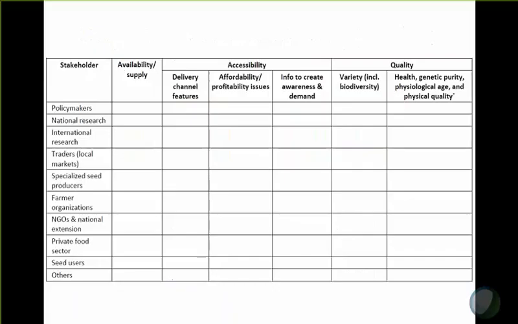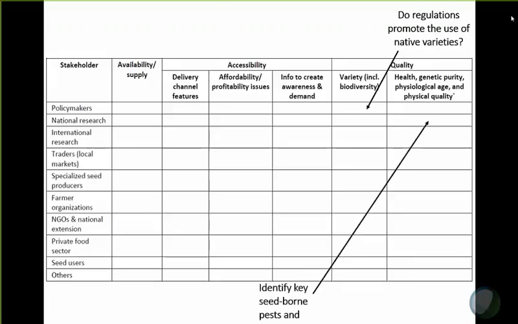Okay. So, for example, in each of these cells, we have questions that help us to frame. For example, here, regarding policymakers and varieties, we ask the question, do regulations promote the use of native varieties? So this is for understanding the existing seed system. In the user guide that you probably saw, we have a lot of questions proposed in the framework to understand an existing seed system. For example, this one.